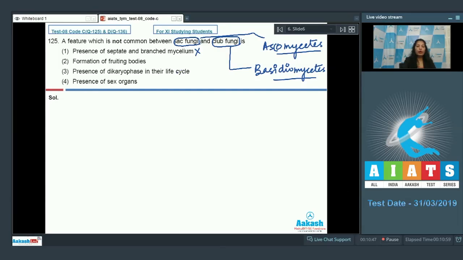No, it is present in both of them. Formation of fruiting bodies, it is shown by both of them. Presence of dikaryophase, it is also shown by both of them, although the dikaryophase is shorter in the sac fungi as compared to the club fungi. Presence of sex organs, yes, sex organs are only present in the sac fungi but absent in club fungi. In club fungi, plasmogamy takes place by somatogamy. So the correct option for the given question is option number 4. Let's move to the next question.